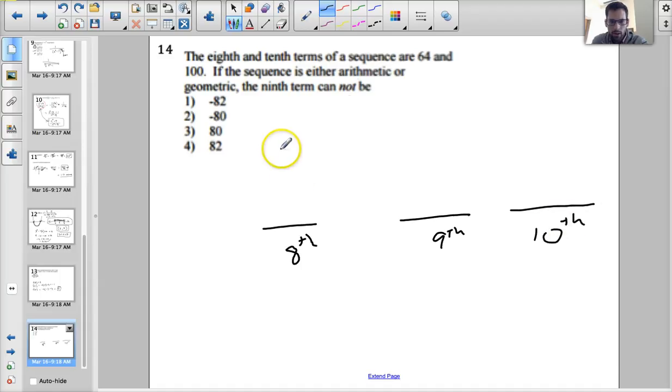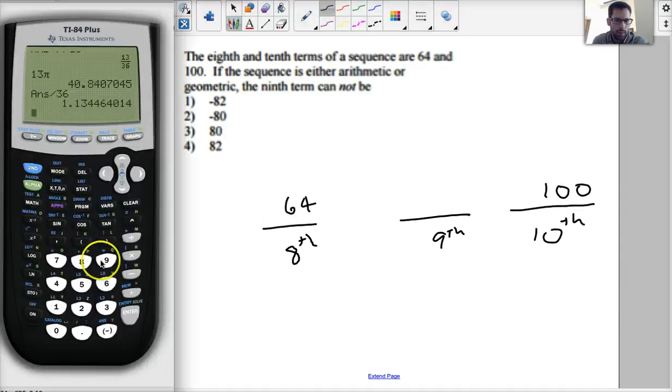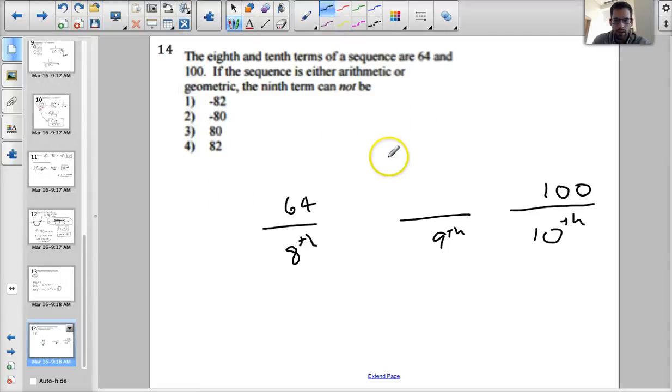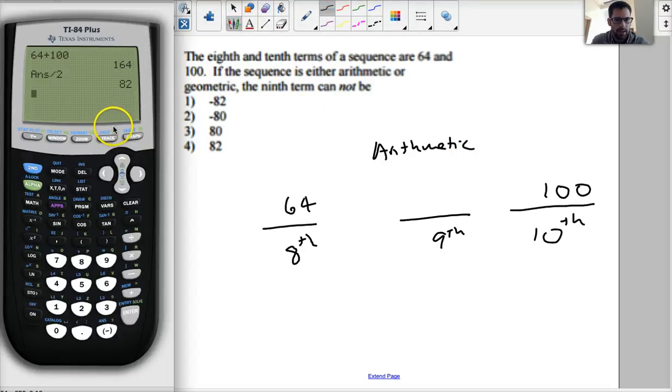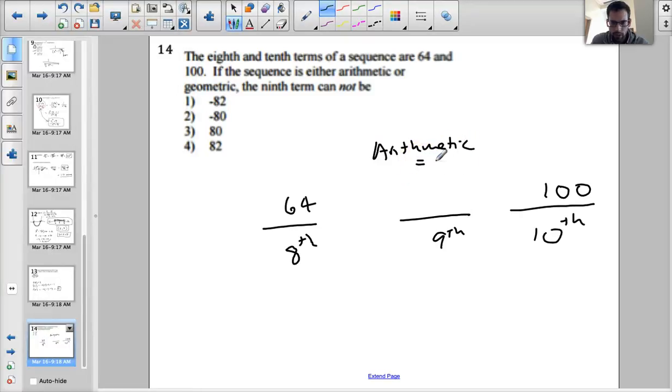So if it's an arithmetic series, I'm going from 64 up to 100, and the term in the middle would be my midpoint, so I can find the average of the two. 64 plus 100 divided by 2. So if it's arithmetic, I'm expecting it to be 82. It will be equal to 82. So it says it cannot be. So it could be 82, so that's out.